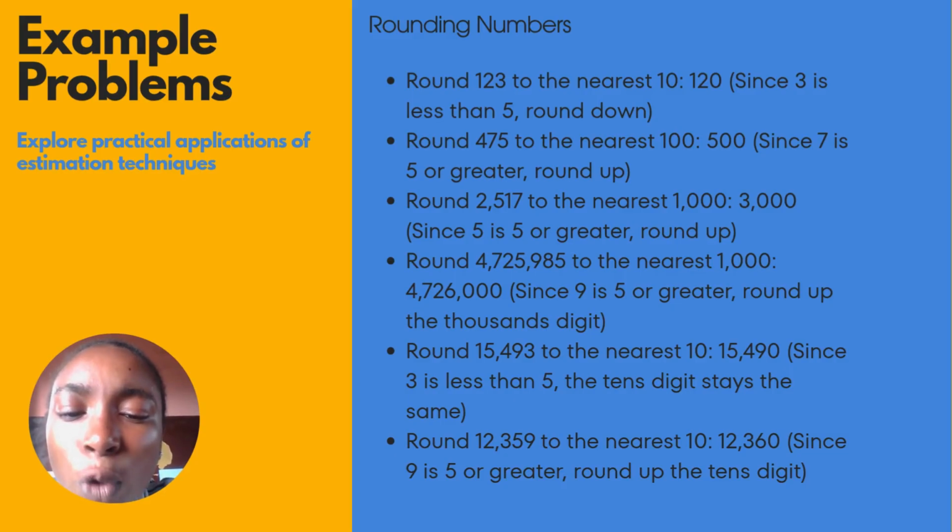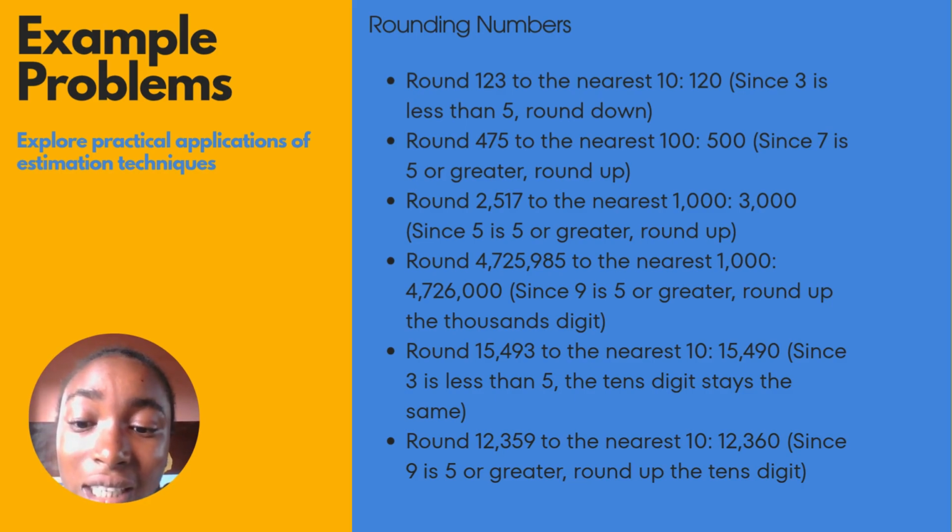Now we have round 4,725,985 to the nearest 1,000. 5 is the 1,000, right? Now look at the number before it. It is 9. Since 9 is greater than 5, and it's even 5 or greater, we round up, meaning we will add 1 to 5, which is in 1,000. So 5 plus 1 is 6. So 4,725,985 to the nearest 1,000 is 4,726,000.